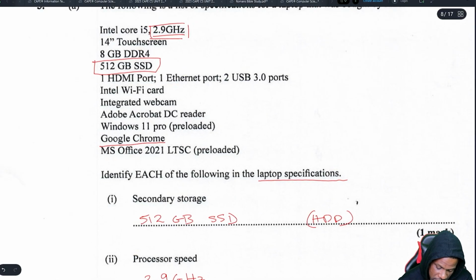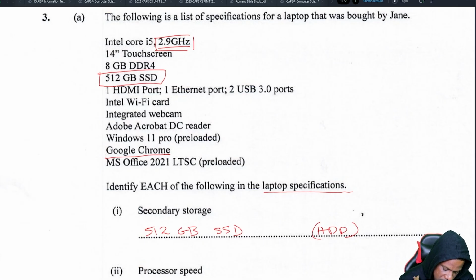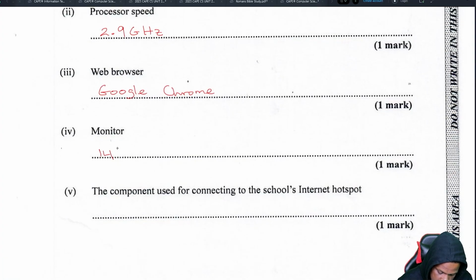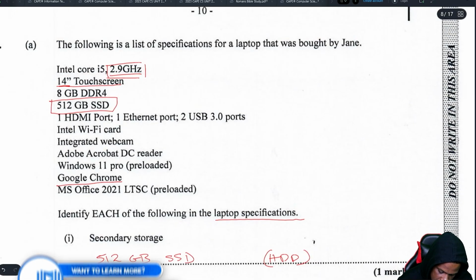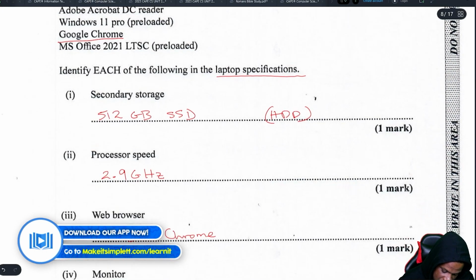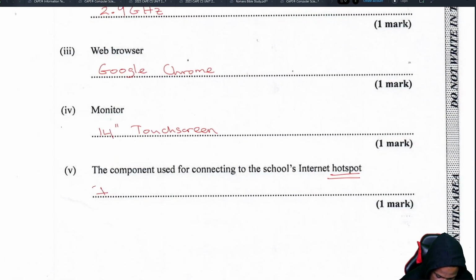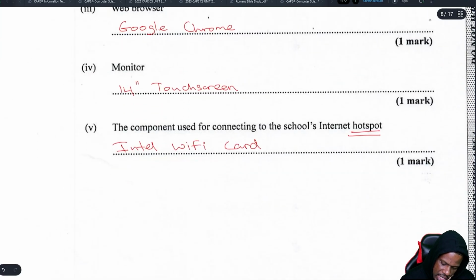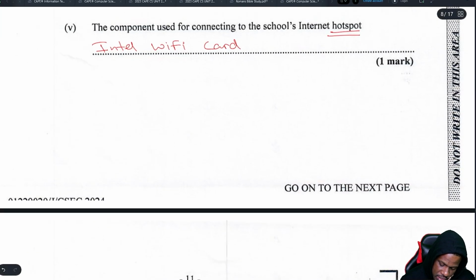The monitor will have anything to do with the size, so 14-inch touchscreen. And the component used for connecting to the school's internet hotspot: Intel Wi-Fi card. Yep. All right, this is all part of the syllabus called specifications.